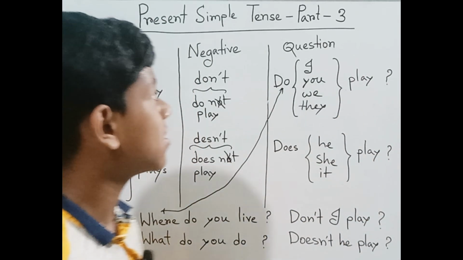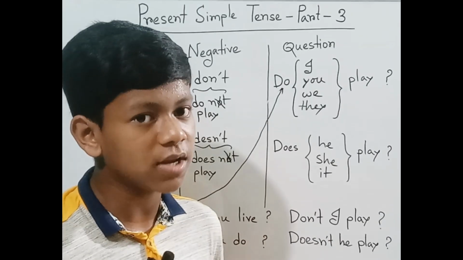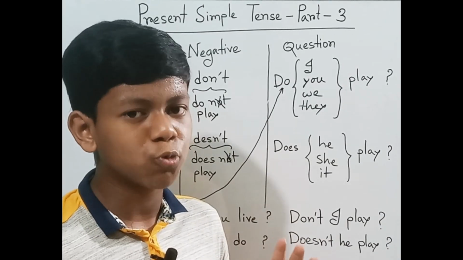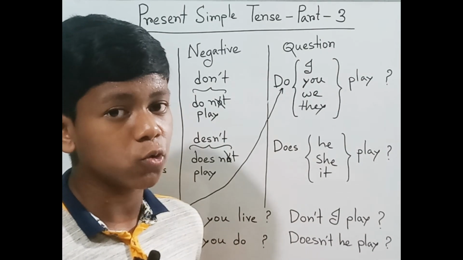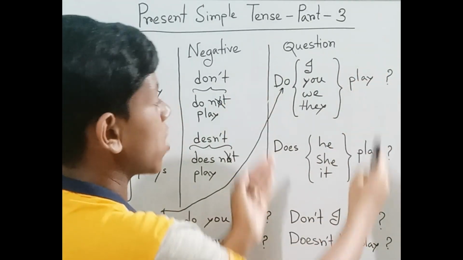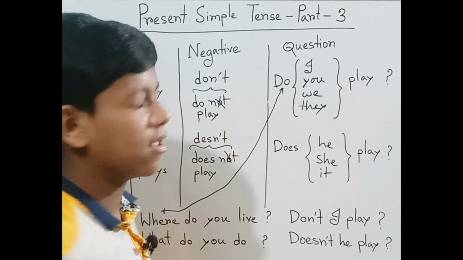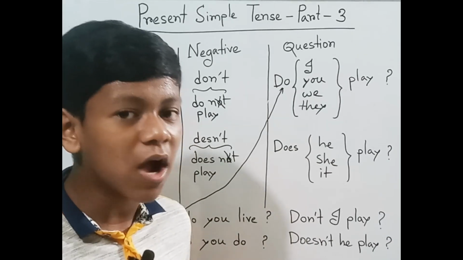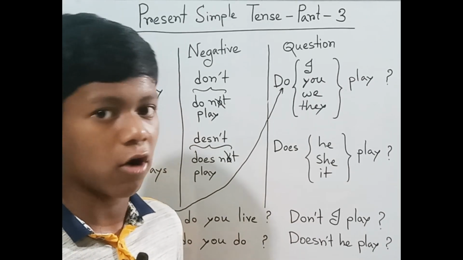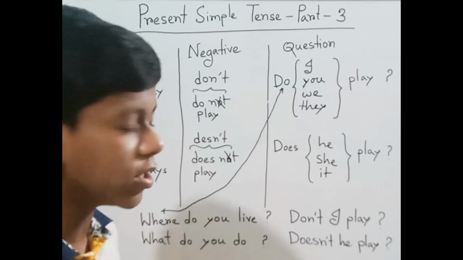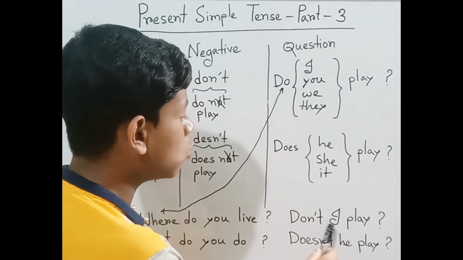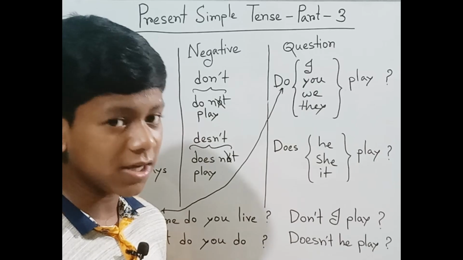But there are also some tweaks and some rules in question. So we have already understood the positive form of question, that is do and does. Okay, but we have to understand the negative form. So what's the negative form? We can take a look here. That is, don't I play?